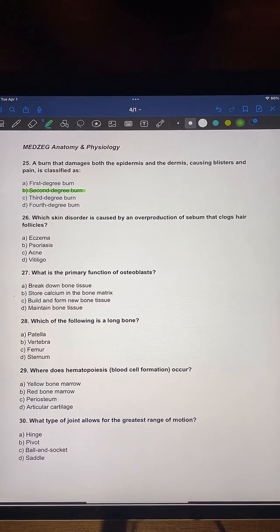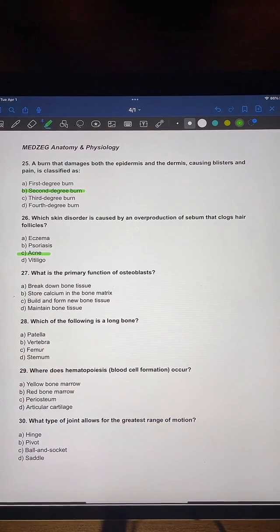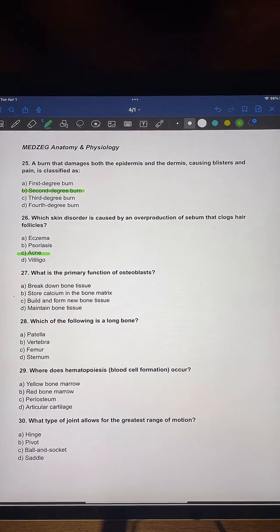The answer is C, acne. Eczema is chronic inflammation of the skin. Answer choice B, whoever asked about that, that's psoriasis. Psoriasis is an autoimmune disorder where your immune cells attack your own skin cells. Essentially, this leads to rapid skin cell turnover, meaning that you are producing a lot of skin cells.